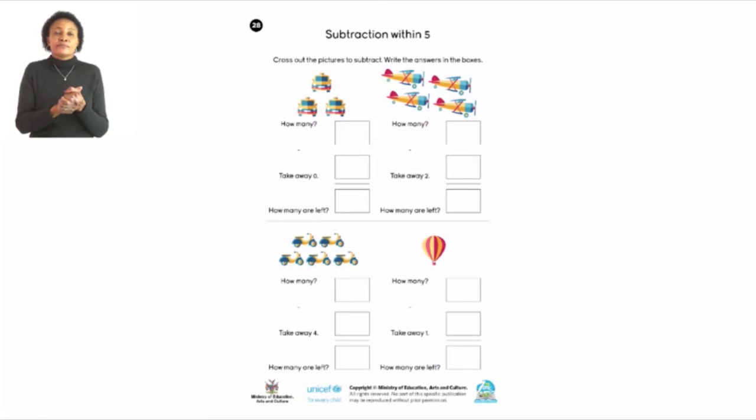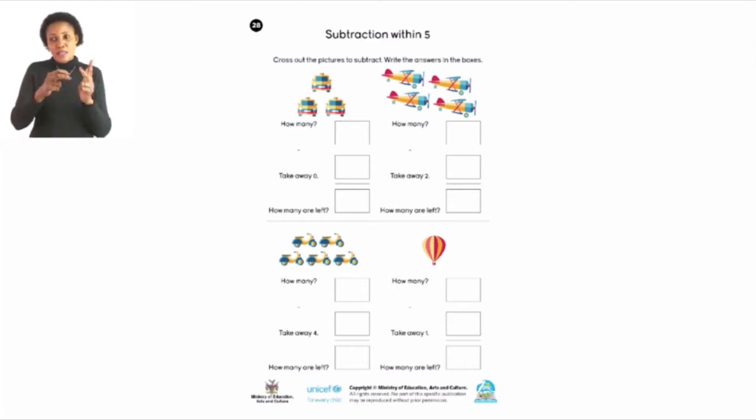Page 28. It's the same subtraction, but this time within 5. I will read the instructions. Cross out the pictures to subtract. Write the answers in the boxes. It's the same as what we did previously. I will do the last one in the last block, the hot air balloon.